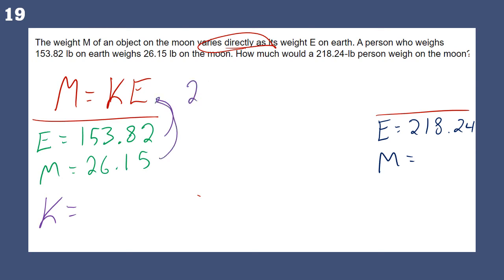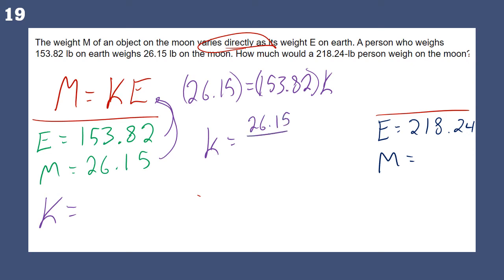And so we're going to get 26.15 equals 153.82 times K. And so we're going to divide, and so we get K equals 26.15 over 153.82. And you can type that in your calculator and try to clean that up. I'm just going to leave it just the way it is.